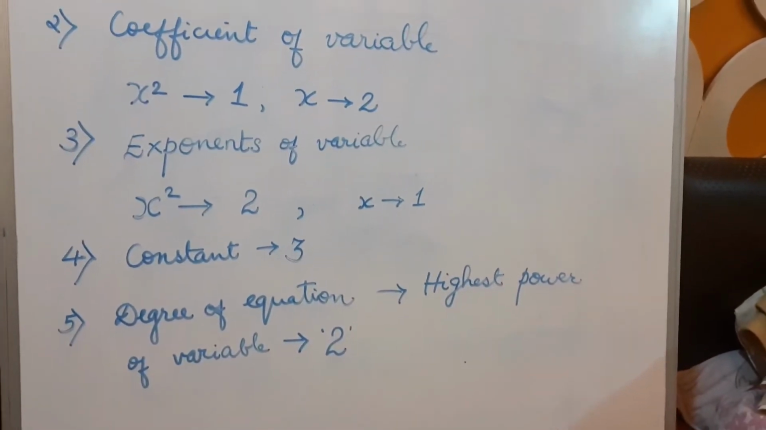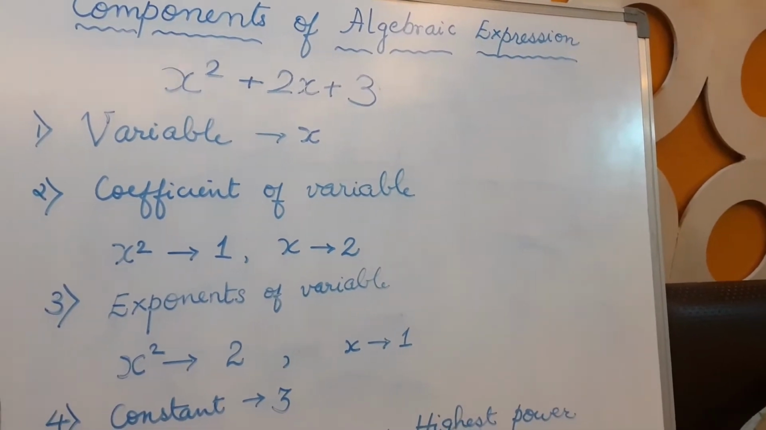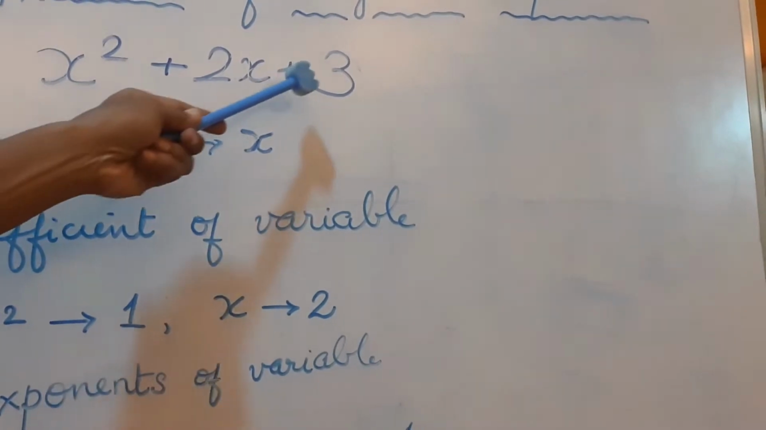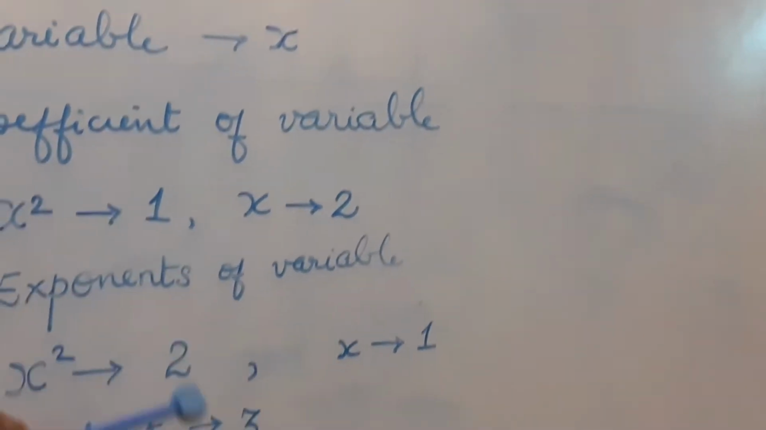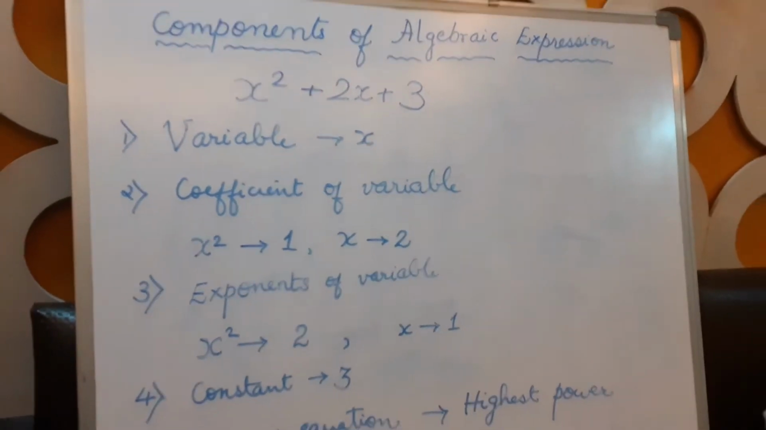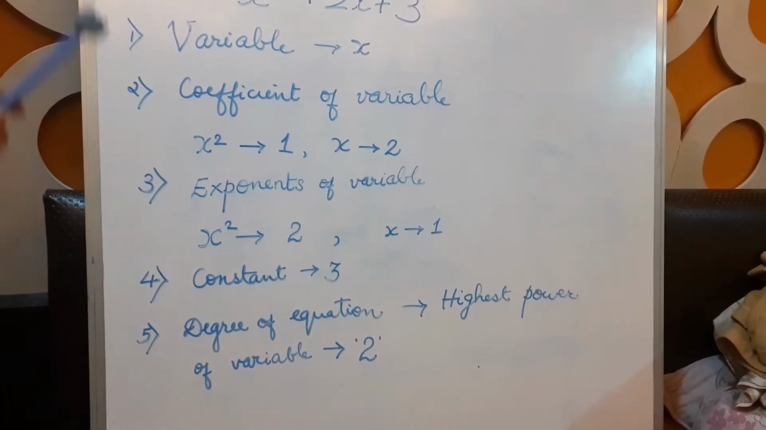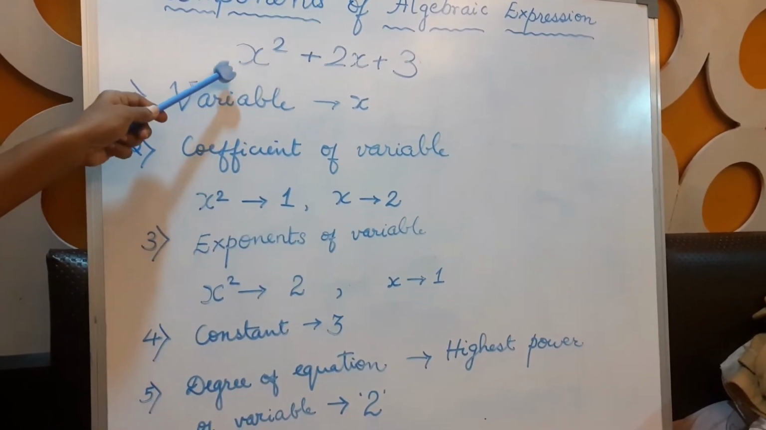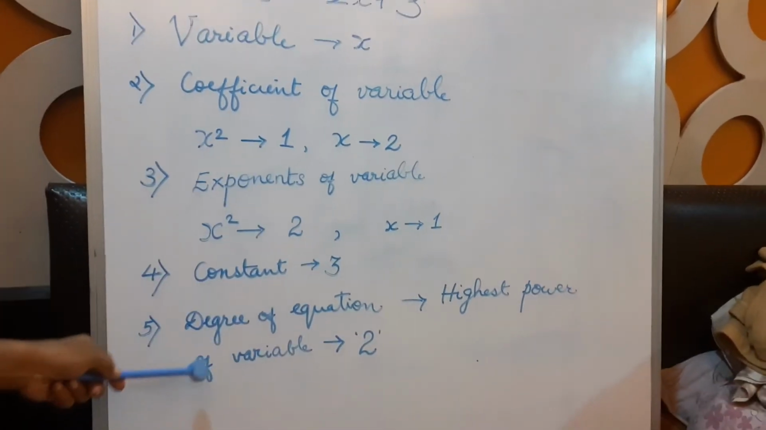The next component is called the constant. The constant is simply the number which does not have the variable attached to it. So in this particular expression, this is what does not have a variable. So the constant of this expression will be 3. And finally, we come to the degree of algebraic expression or degree of equation, which is nothing but the highest power of the variable. Now in this x square plus 2x plus 3, you can see that the highest power to which x is raised is 2. So the degree of equation would be 2.